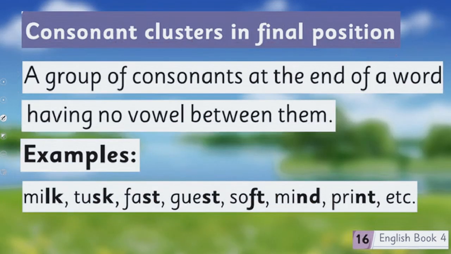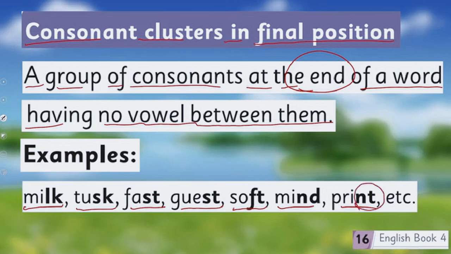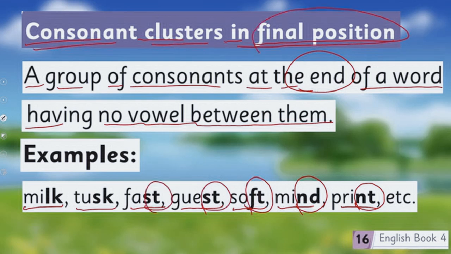And likewise, we can have consonant clusters in final position. What does it mean? A group of consonants at the end of a word having no vowel between them. Its examples are milk, tusk, fast, guest, soft, mind, print. Now you can see in every word at the end of the word, there are consonants without a vowel gap. So this is known as consonant cluster in final position.